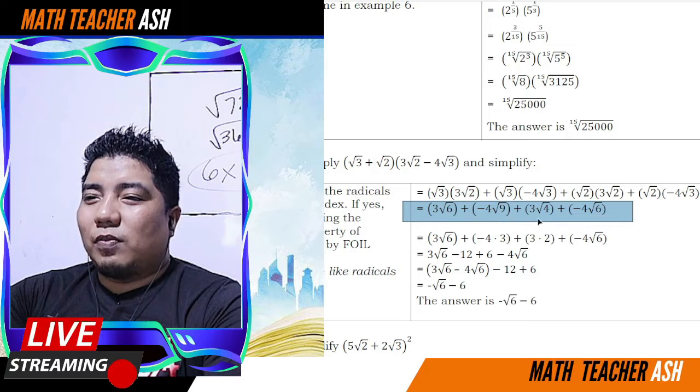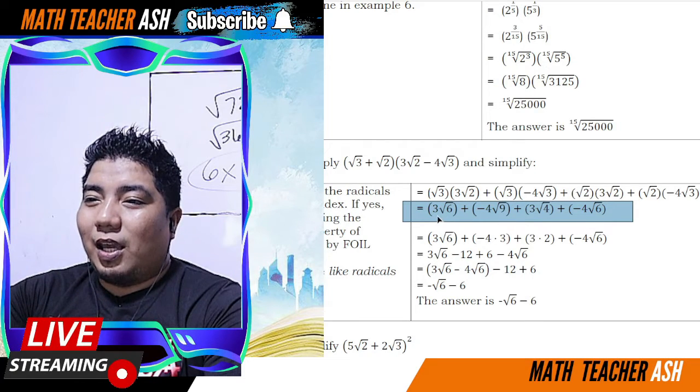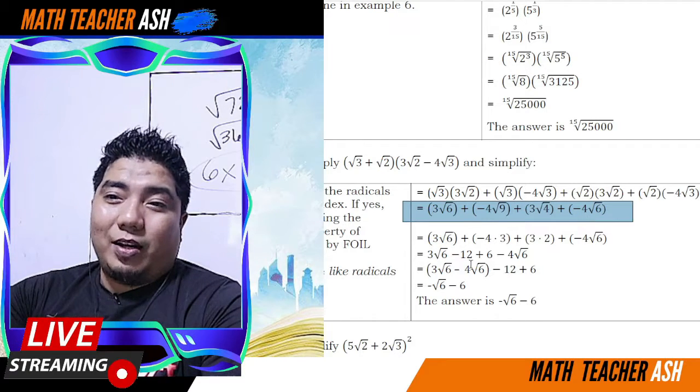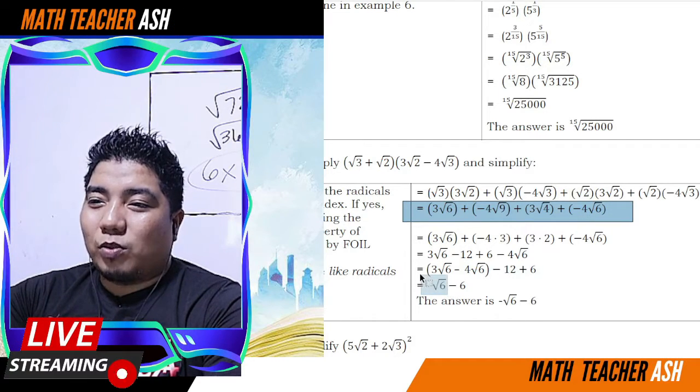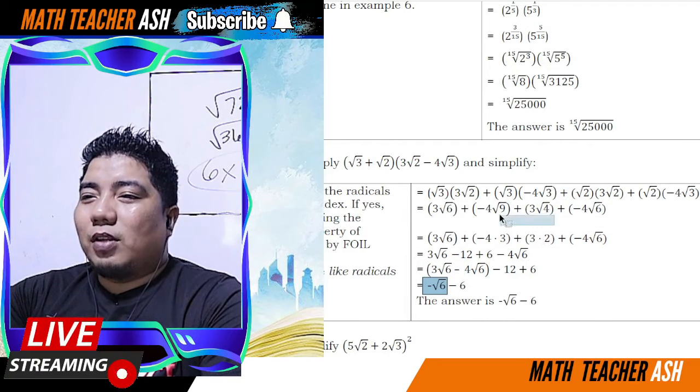Okay, so we have square root of 6 here. We have square root of 6 here. So pwede mo silang pagsamahin. So 3 plus negative 4, that is negative 1. Okay, so ito na yon, negative 1 square root of 6 or negative square root of 6. Okay, how about this one?